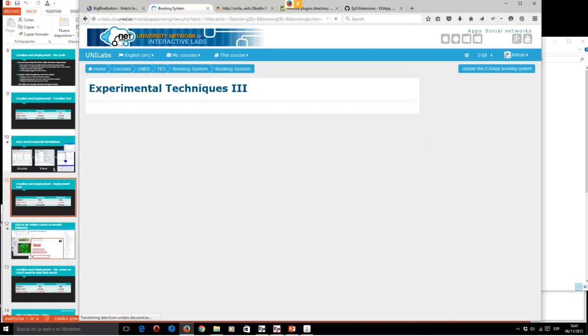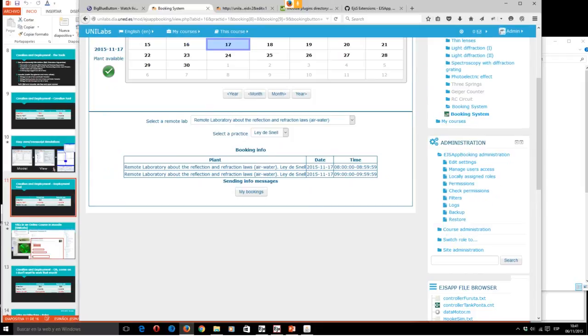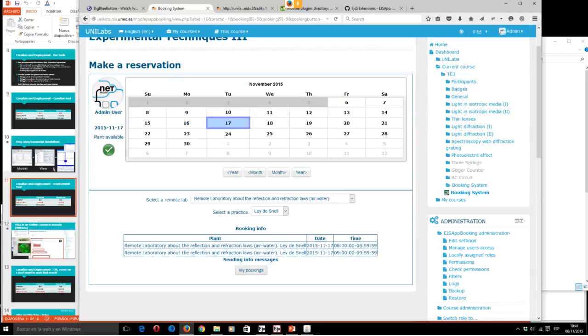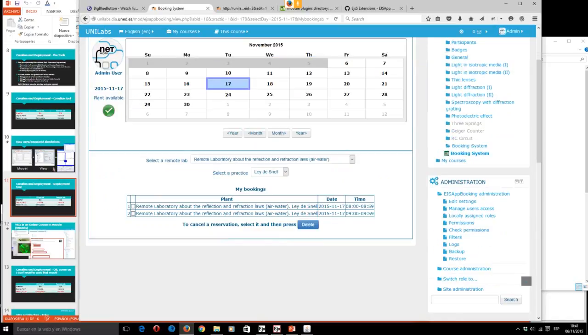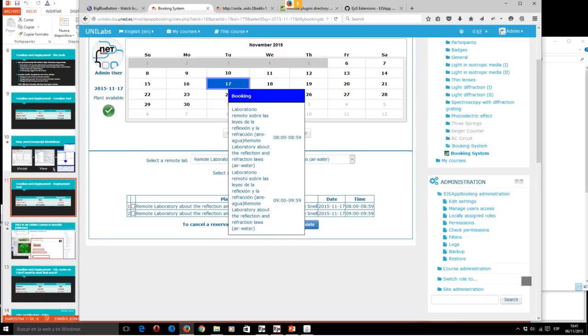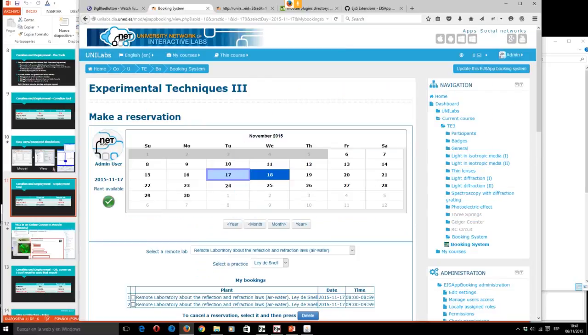And this will send an instant message to the student and to the teacher in charge of the remote lab, and things like that. Now I can see my bookings. I can see I have these two bookings. And actually the calendar shows that I have these reservations.